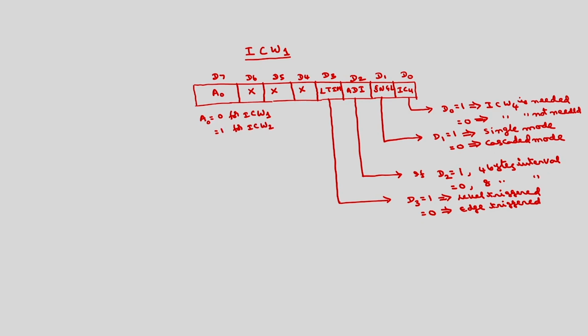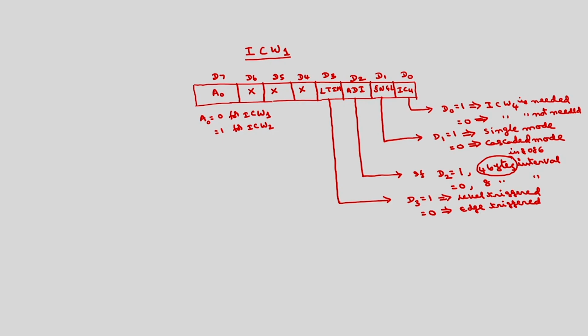So, this is about the format of the first initialization command word, ICW1. It will decide whether ICW4 is required or not, whether we are going to operate in single mode or cascaded mode, and what the interval between two successive interrupt vectors will be, 4 bytes or 8 bytes, but in case of 8086 by default 4 bytes. And it will decide whether the interrupts are level triggered or edge triggered. So, this information will be supplied by initialization command word 1.